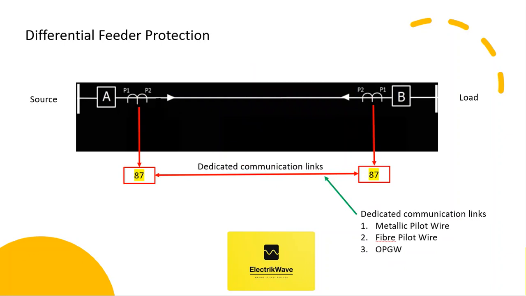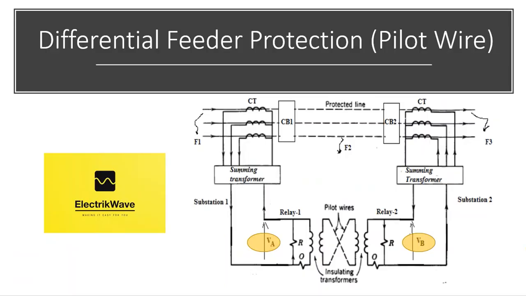As explained in the previous slide, in case of distance more than 200 meters, we need to consider a dedicated communication link between differential relays, which could be either through metallic pilot wire or fiber pilot wire or optical ground wire, OPGW. In this pilot wire scheme, the pilot wire is used as a metallic or copper wire. Instead of metallic pilot wire, fiber pilot can also be used. Now relays are available to use fiber optic links.